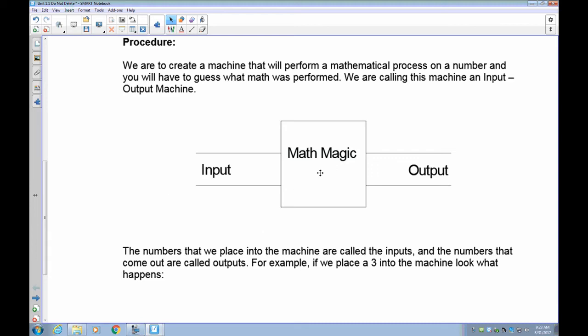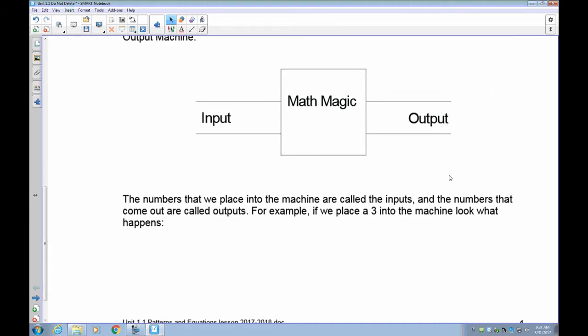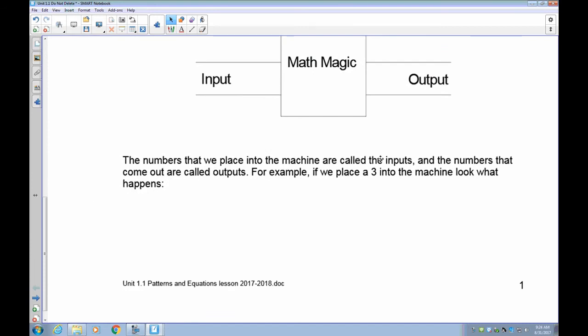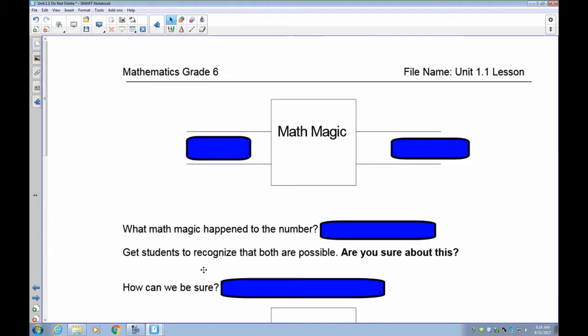This is a one-step machine. We're going to be going later where there's going to be two different things happening, but we won't get ahead of ourselves. So this is the input, the math magic, and the output. The numbers which we place are called the inputs. The numbers that come out are the outputs. For example, if I place a 3 in here, look what happens. Here I'm going to put a 3 in. Now what happens in here we don't know, but we do know that the output is 6.